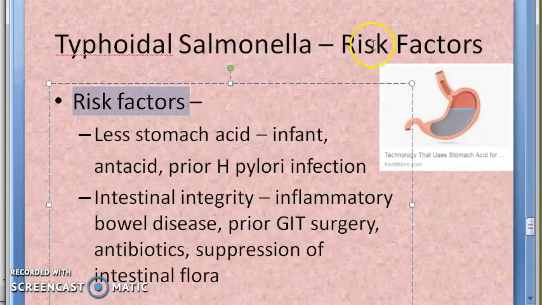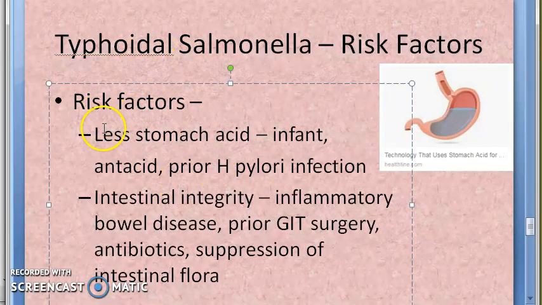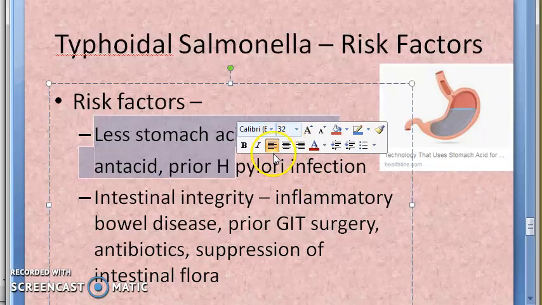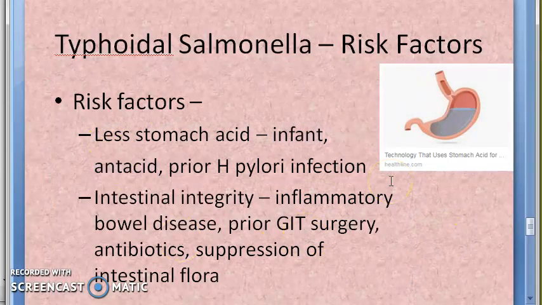Let us look at the risk factors now. Who and all are susceptible to typhoid? See, people who have less acid in the stomach. Why? Because the acid has to kill the bacteria, but if there is less acid in the stomach, the bacteria can reach the intestine, correct? Now when who has less acid in the stomach? An infant or a person who has taken antacid. So that person is risking himself to typhoid.